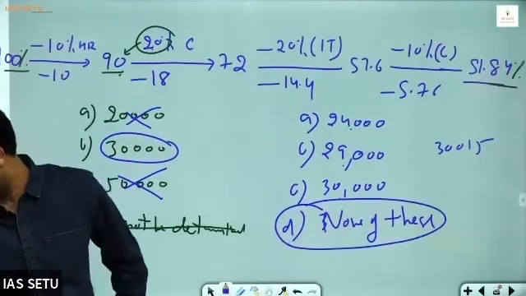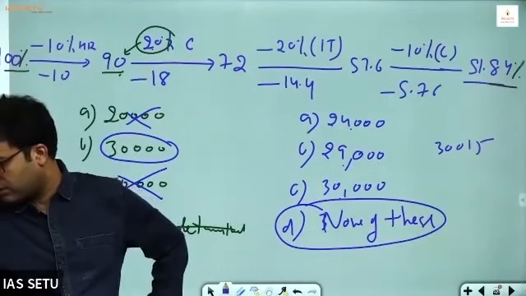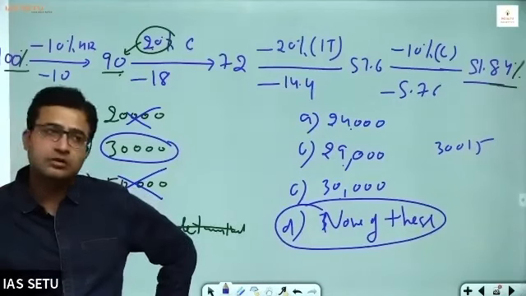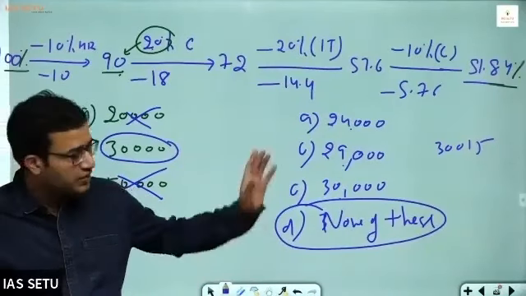Sir, I got the answer, but why can we not choose cannot be determined in this method? Cannot be determined वहां होता है जहां पे आंसर नहीं निकलता. यहाँ पे आंसर निकल रहा है.